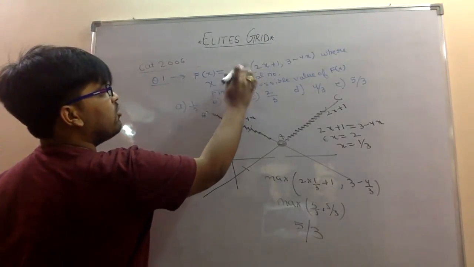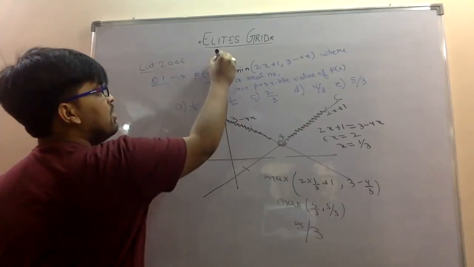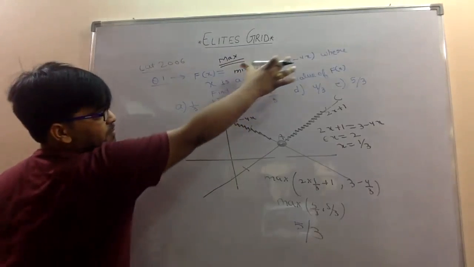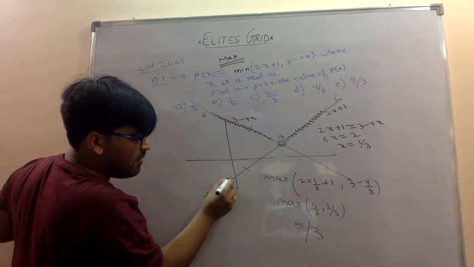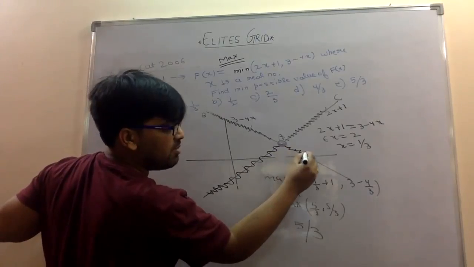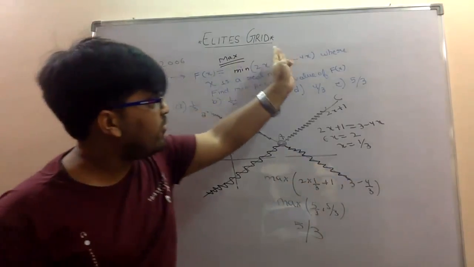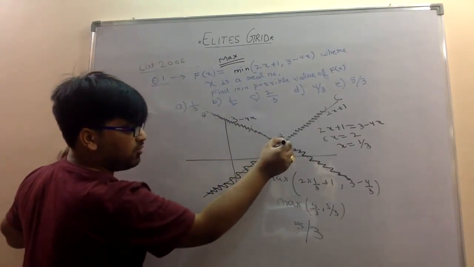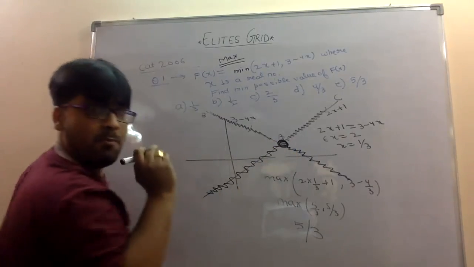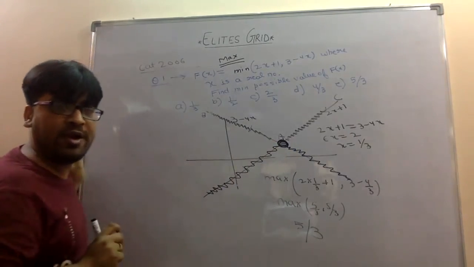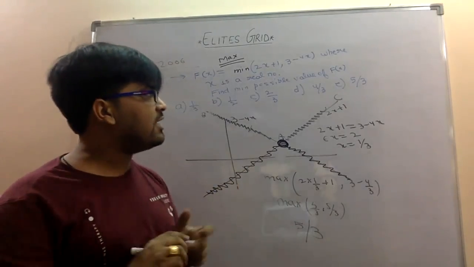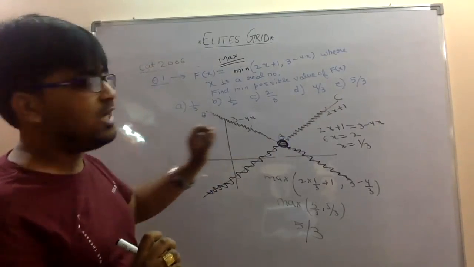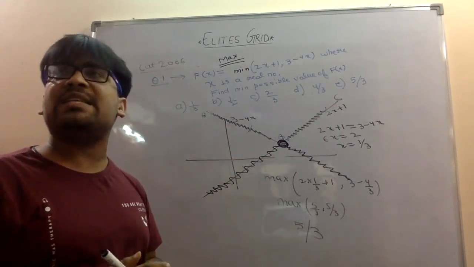If in this same question we had been asked to find the maximum of the minimum, we would draw the graph of the minimum. This is the graph of min(2x + 1, 3 − 4x), and the maximum value of this graph is again at the intersection point. So you just have to equate these two values and find the value of x at which you get the minimum of maximum or maximum of minimum.